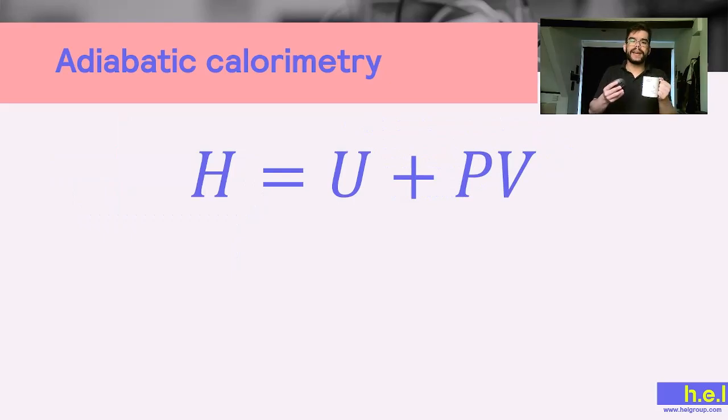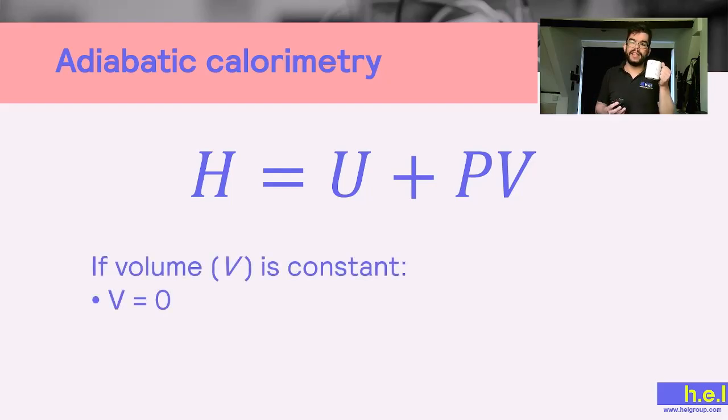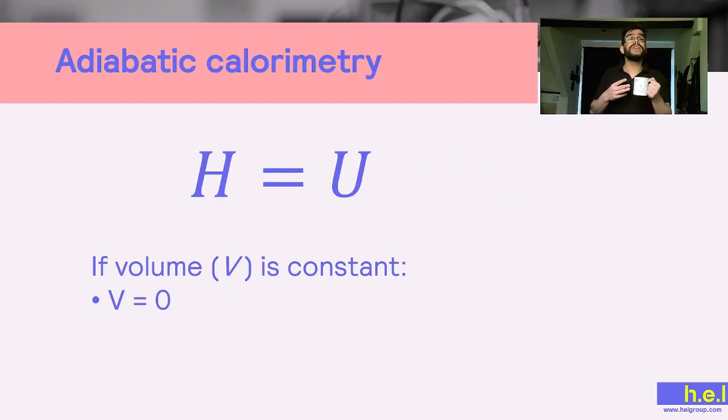So if we go back to the very simple equation I showed before, we have the enthalpy equals the internal energy plus pressure times volume. And if the volume in our cup is not going to change, it's going to remain constant, that means that this part of the equation is going to be zero, which means if there are any changes in our enthalpy, they are all going to be linked to the internal energy of the system.